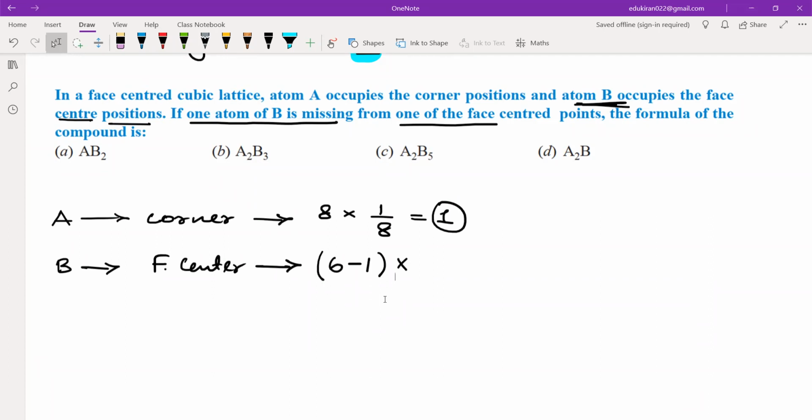Face center in a cube, go with 1 by 2. Yes, ma'am. 1 by 2. 1 by 2. Right. Please remember these points. Okay. Face center 1 by 2.